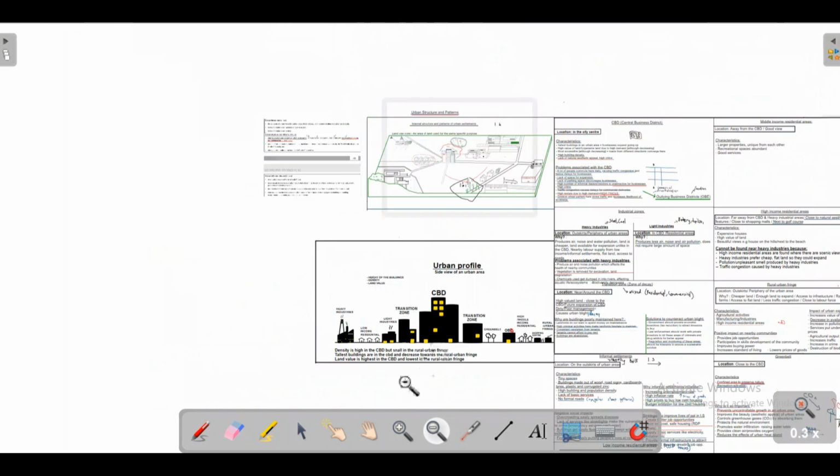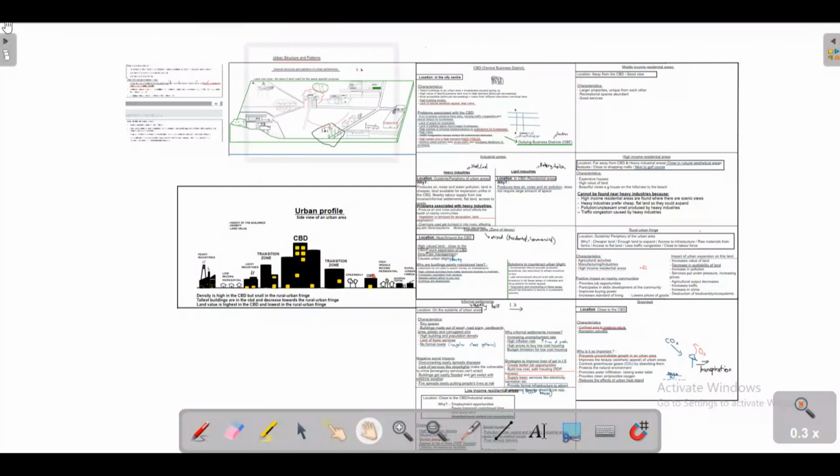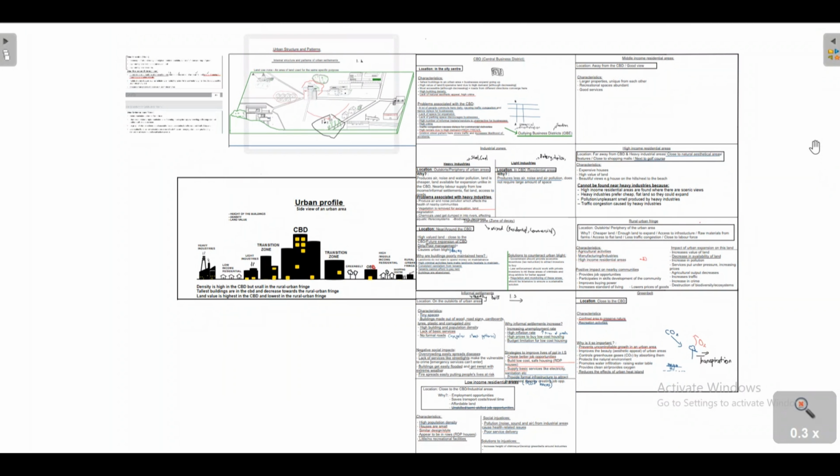Okay, so that is the land use zones. I hope this was made simple. I really hope that you understand these concepts better now.